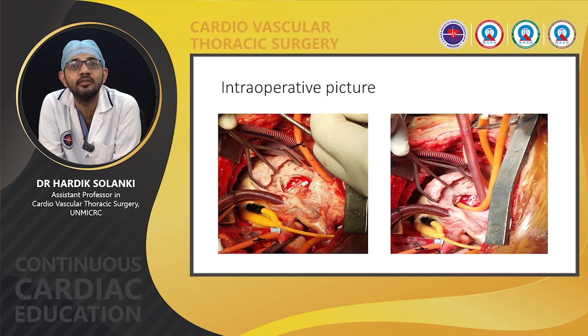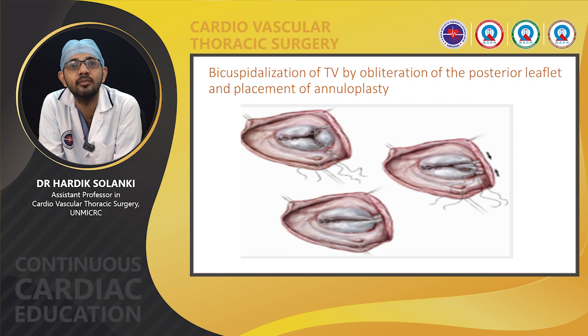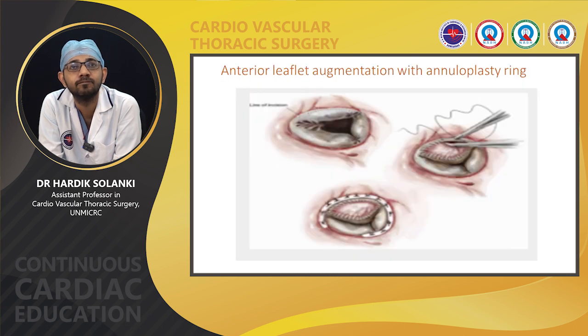Intraoperative picture of TV annuloplasty. Bicuspidization of the tricuspid valve by obliteration of the posterior leaflet and placement of the annuloplasty. This is the case of TV annuloplasty in which the posterior leaflet is sutured and the tricuspid valve is made into a bicuspid valve. Another method is augmentation of the anterior leaflet with annuloplasty ring. Here the anterior leaflet of the tricuspid valve is augmented and followed by placement of the annuloplasty ring.